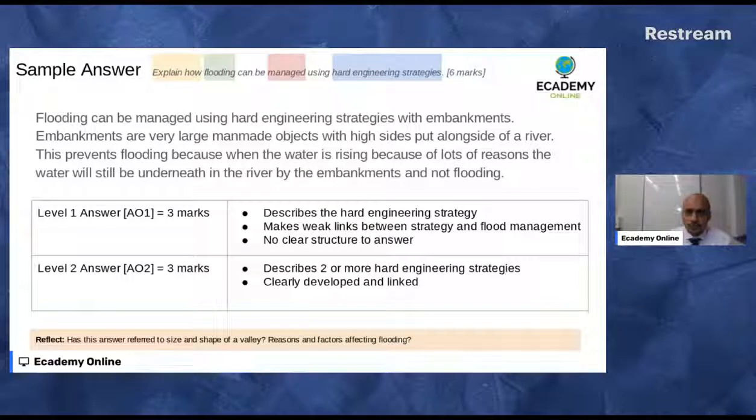Okay, well, we'll come back to that then. Okay, because the points aren't linked, yes. It's not a good structure, definitely not a good structure to the answer. The points definitely aren't linked and it only mentions one strategy. Yeah, good job, well done guys.